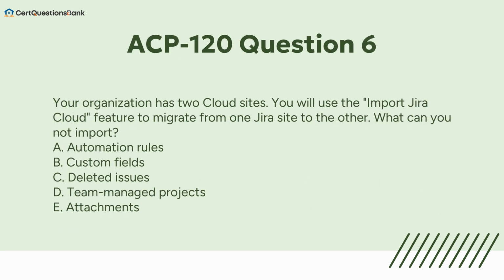Your organization has 2 cloud sites. You will use the Import Jira Cloud feature to migrate from one Jira site to the other. What can you not import? A. Automation rules. B. Custom fields. C. Deleted issues. D. Team-managed projects. E. Attachments.